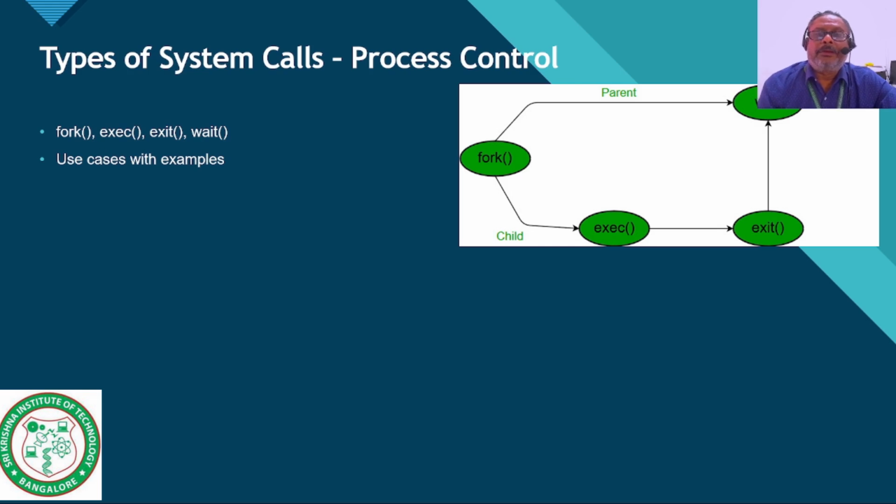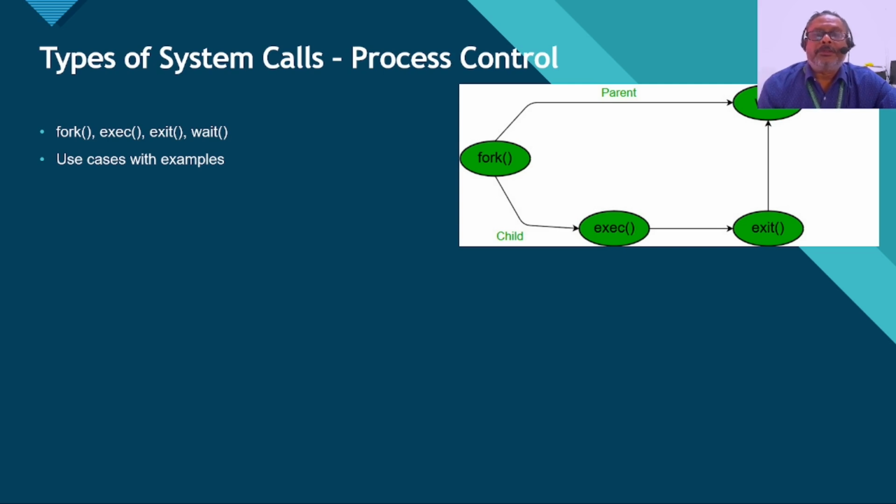So when the parent process calls a system call fork, a duplicate copy of that will be created and will become another process, which is the child process. And this child process can execute some instructions, and once the child process execution is done, it exits, and till the child exits, the parent will be waiting.